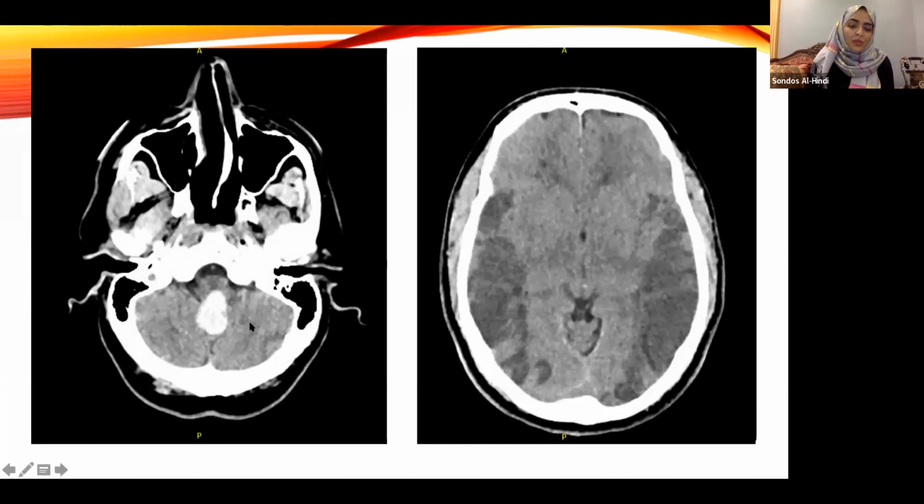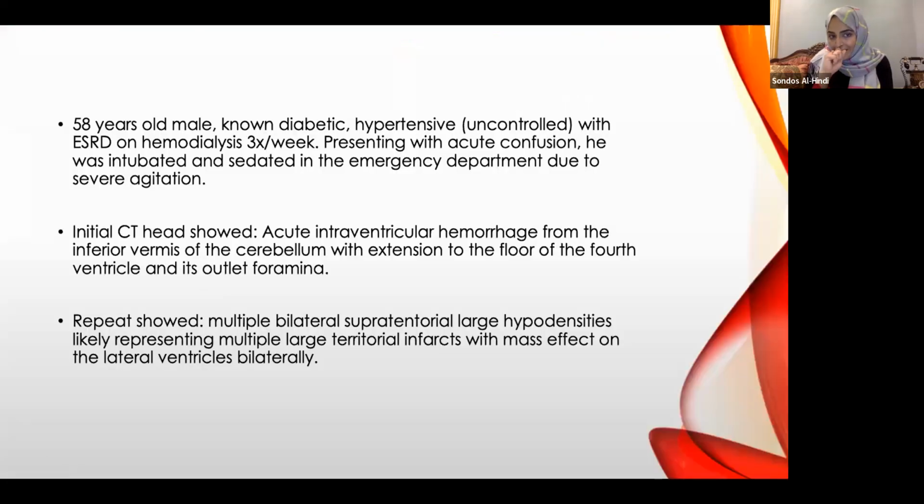That's his initial CT. It's just right over at the fourth ventricle, but luckily it didn't cause any hydrocephalus at that point. This is the reason for the severe agitation, right? But if you look at it, it's very close to the brainstem. It's in the posterior fossa. The patient can herniate, can obstruct, so he's at risk of dying at any point, right? But the patient was sedated and his blood pressure was controlled.